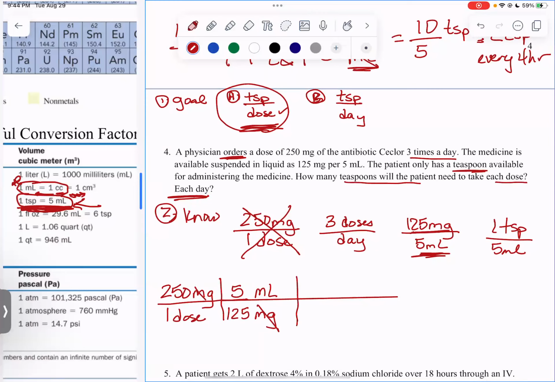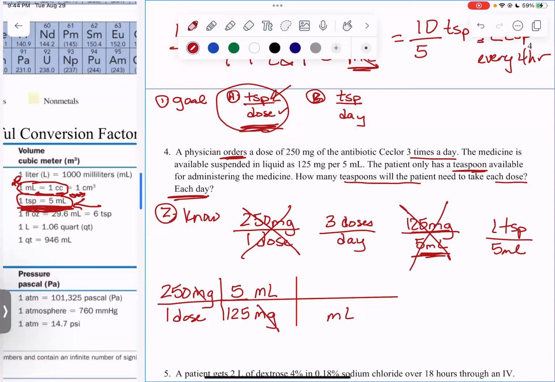Well, that's nice, but that's not the unit I want. I want to be in teaspoons up here. I want to be in teaspoons. So I'm going to put milliliters at the bottom so I get rid of it. And then I've used that, so I need to cross that out.